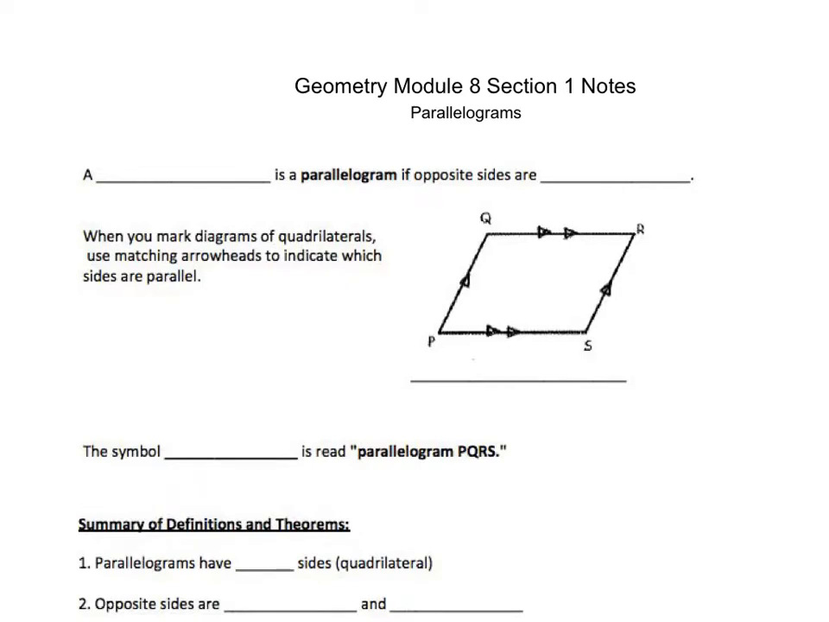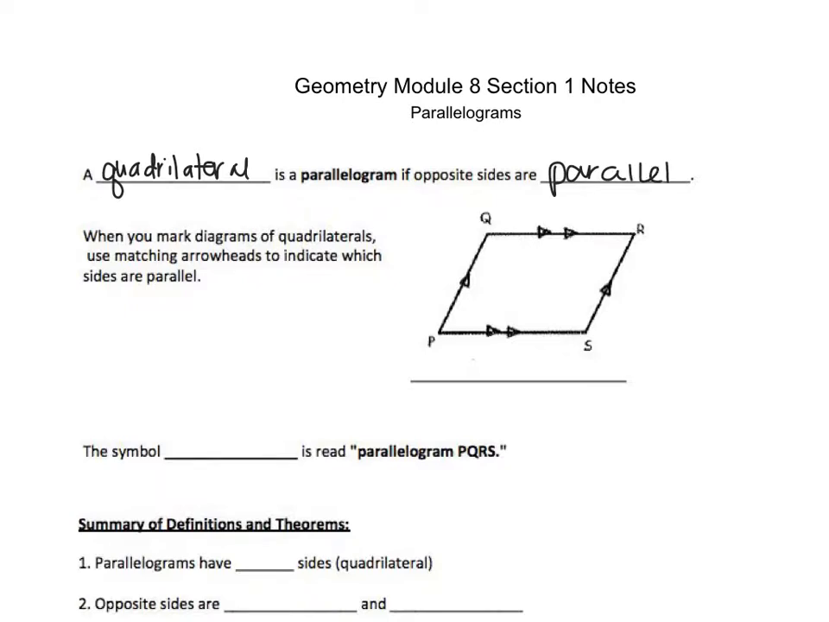In Module 8, we are going to start talking about quadrilaterals. And the first quadrilateral we're going to talk about is parallelograms. So its definition: a quadrilateral is a parallelogram if opposite sides are parallel.